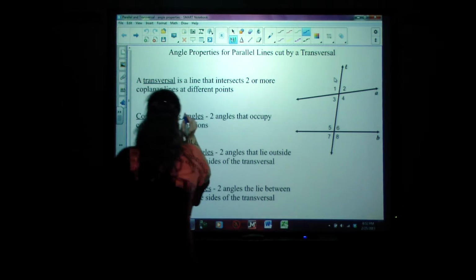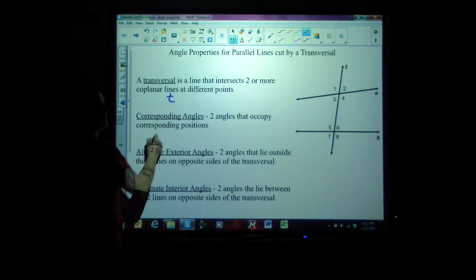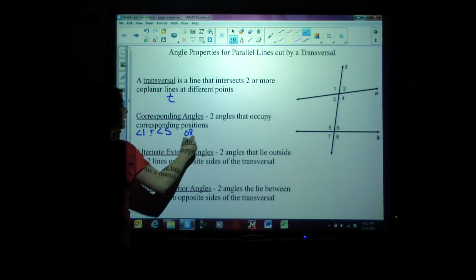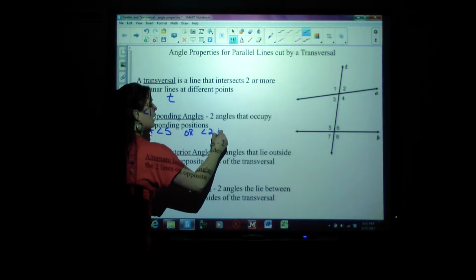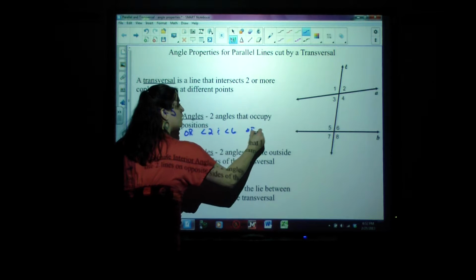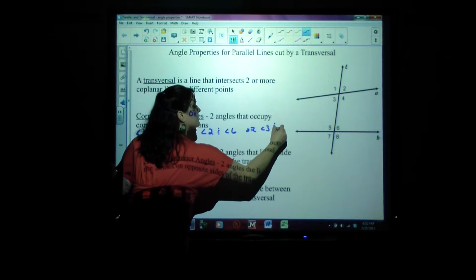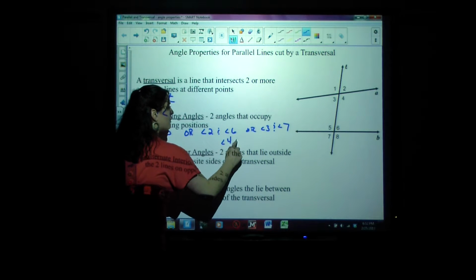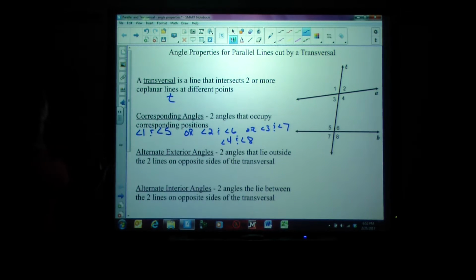Let's list them. So our transversal, if we're going back, that was line T. Corresponding would be angle 1 and angle 5, or we could think of it as angle 2 and angle 6. Or there's even another one, we could have angle 3 and angle 7. Or, yes, there's another one, angle 4 and angle 8. So there are actually 4 pairs of corresponding angles in that picture. So, same position, different intersection. That's what you should remember.